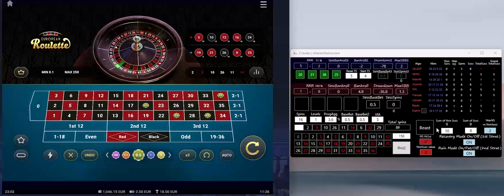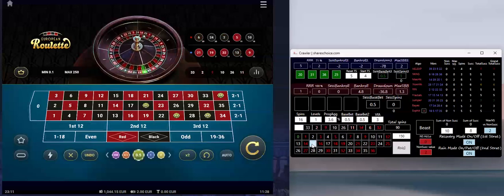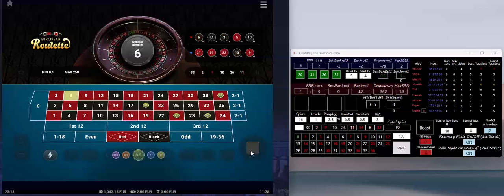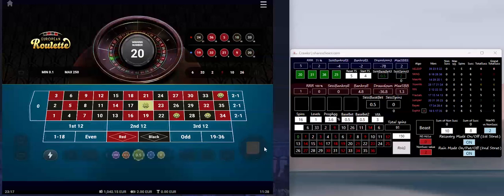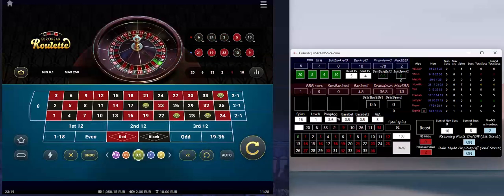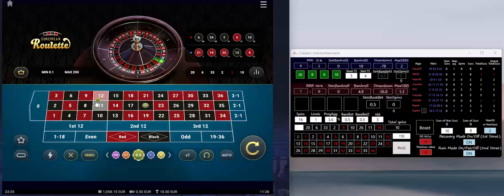Let's check what algorithm we are playing. Let's find here. We are playing jumper now. So cool. 33. Famous 6 and 20 is our number. Perfect. So we are in plus again. That's of course nice. And we should now bet on 20, 8, 6, and 10.